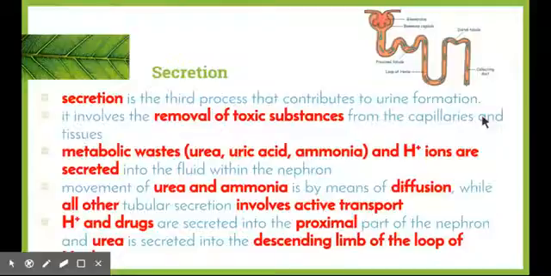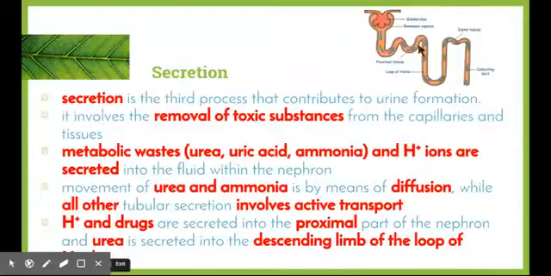Secretion is the third process that contributes to urine formation. It involves the removal of toxic substances from the capillaries and the tissues. Metabolic wastes, including urea, uric acid, and ammonia, as well as hydrogen ions, are secreted into the fluid within the nephron. So when we talk about secretion, we're talking about substances moving into the nephron from the capillaries that surround it. We talked about reabsorption, when the body reabsorbs things that we need, and secretion is when the body secretes things that it needs to get rid of.